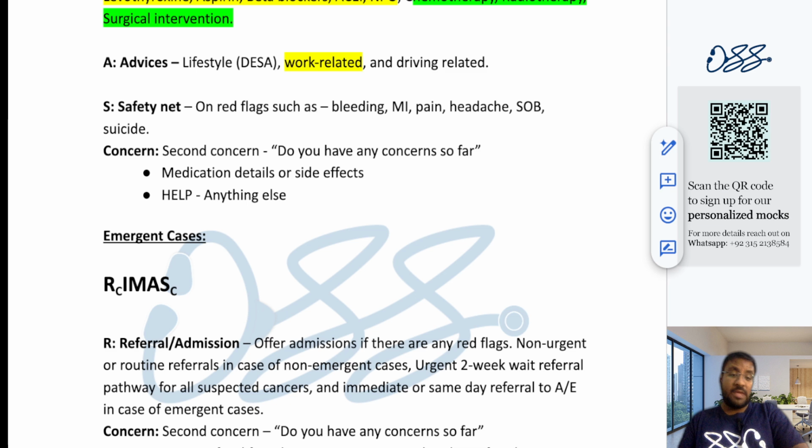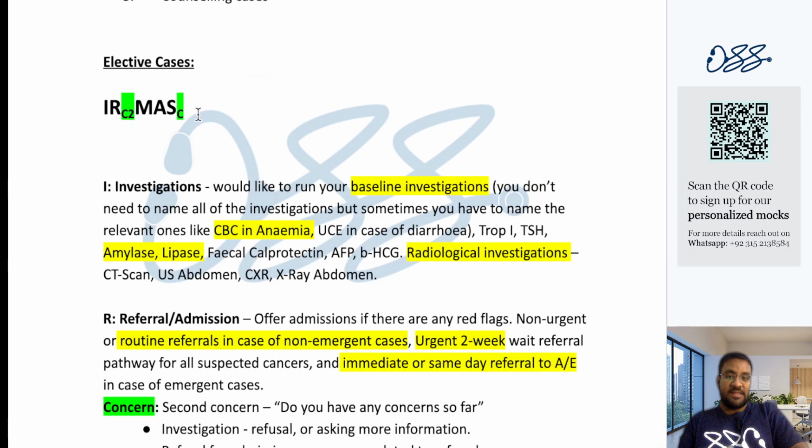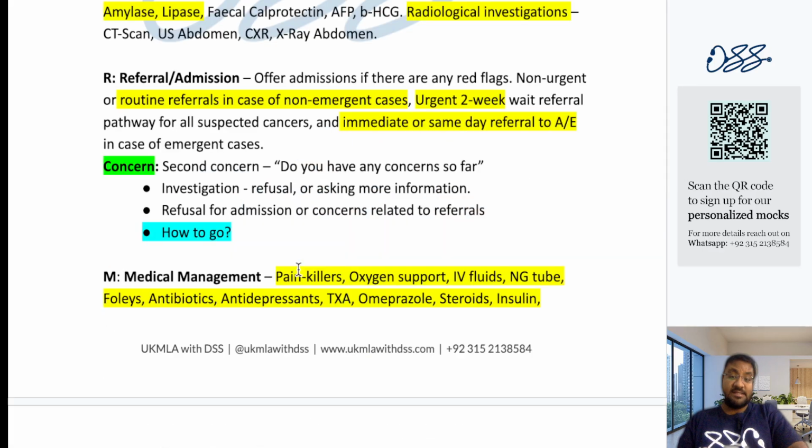It is very important, because the UKMLA 2 exam demands a doctor to be a safe doctor. You need to show the examiner that you are a safe doctor. It's very important to do the safety netting. All right, now as you can see, we are done with the IRMAS, and then after the IRMAS there's another C, that is the third concern.